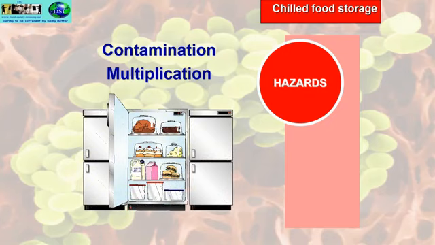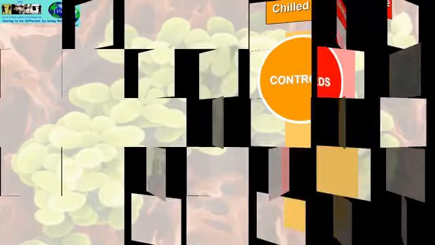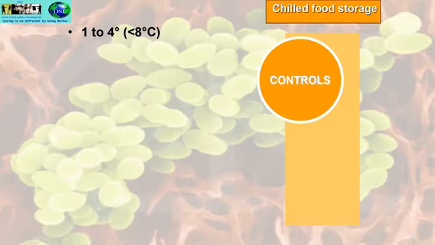Chilled food storage, again if done incorrectly, could lead to contamination and multiplication. So controls, make sure that the fridge runs between 1 and 4 degrees C. The legal maximum in the UK under the food safety regulations is 8 degrees Celsius. But that is quite a dangerous temperature as far as I'm concerned, because E. coli will start to grow. Studies have shown that E. coli will grow at temperatures of 4 degrees C and above. And when E. coli grows, it will release toxin.